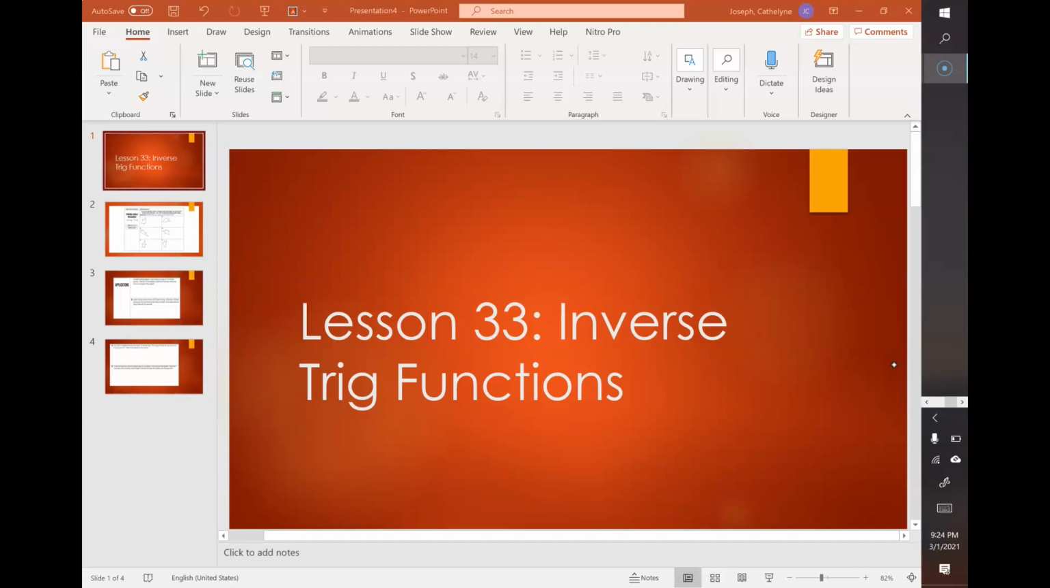All right. So we learned on lesson 32 about the trig ratios. Today we are going to learn about the inverse trig functions. Usually we use the trig ratios to find the missing side of a triangle. This time we are going to use the inverse to find a missing angle. All right, let's go ahead and get started.